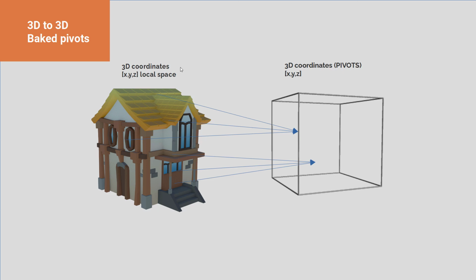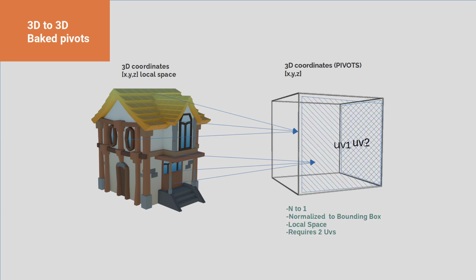So the question is, how can I map vertex coordinates to UV coordinates in 3D space, creating pivots? Well, the answer is to use two UV maps to obtain the three XYZ coordinates. In the first map, we get the XY coordinates, and in the second UV map, the Z coordinate. These coordinates have the characteristic of grouping several vertices in the same UV coordinate. They are normalized in the range 0 to 1 and are in local space. Of course, there are two maps.